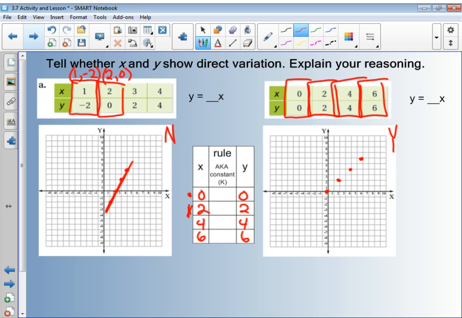So 2 times 1 would give me 2. 4 times 1 would give me 4. 6 times 1 would give me 6. So in other words, our constant is times 1 or just a 1.